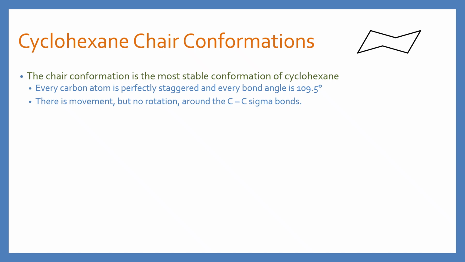Even though the bonds can still move and you can still get into different conformations, there's not going to be rotation around the sigma bonds because they are all linked together. But because of this lack of rotation, the relative positions of every hydrogen atom or other substituent that may be on the ring is locked in. So those relative cis and trans positions are always locked in no matter what conformation you're looking at.